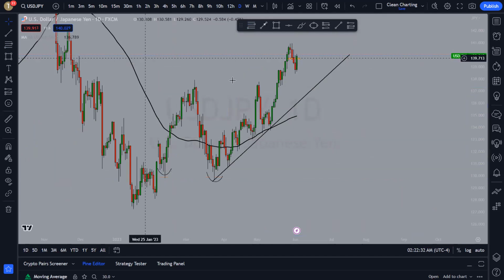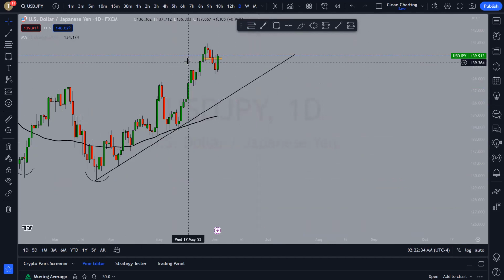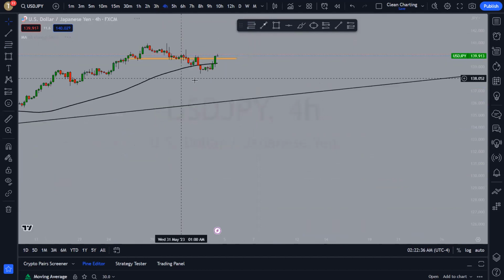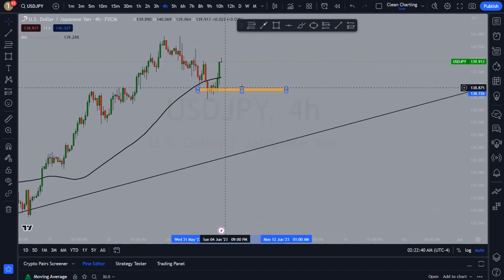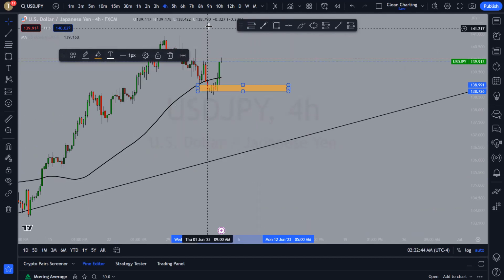So it's just a waiting game to see what happens, but I am expecting a downtrend to happen soon. Once price breaks a level of support, which is going to be the last higher low right here, once that is broken, then we can go into the downtrend.